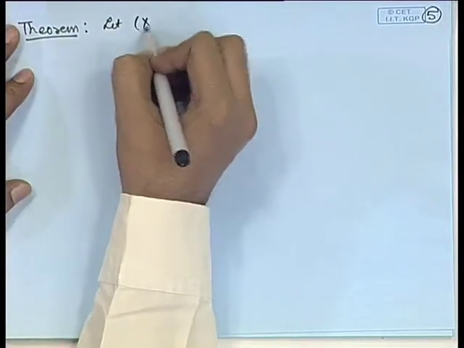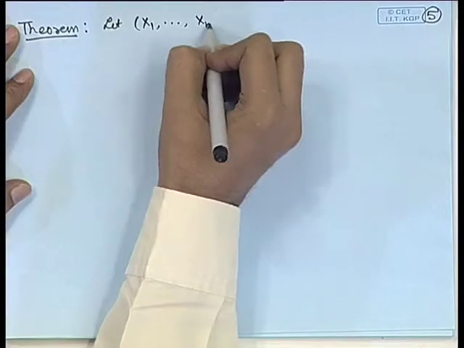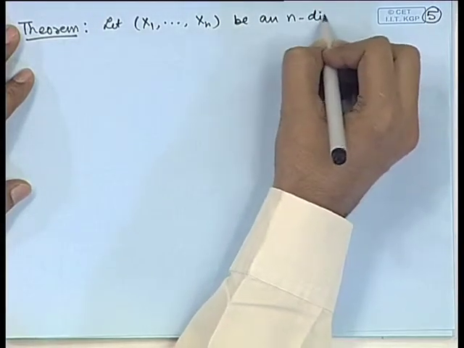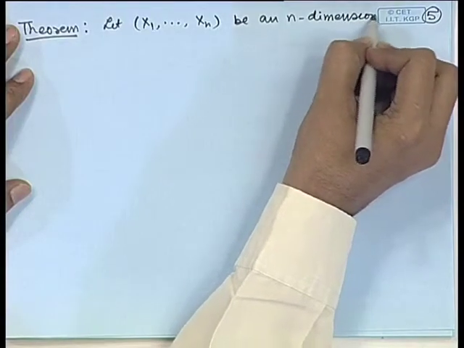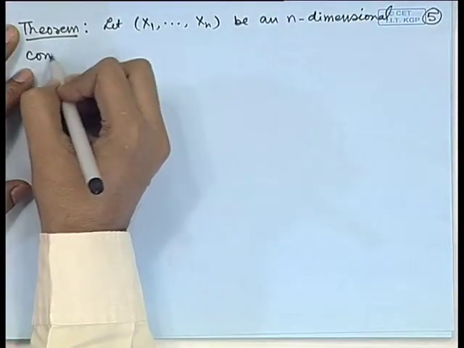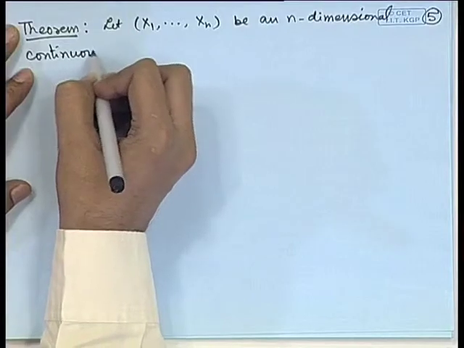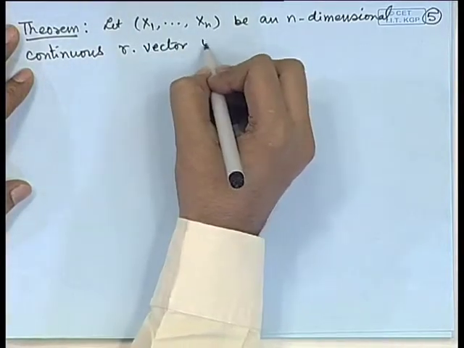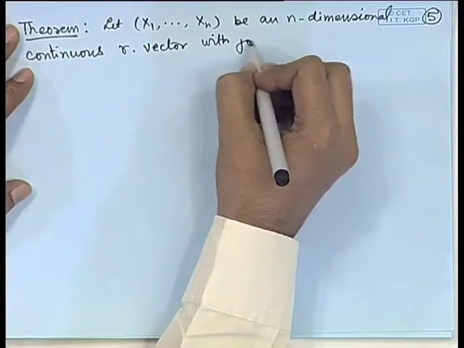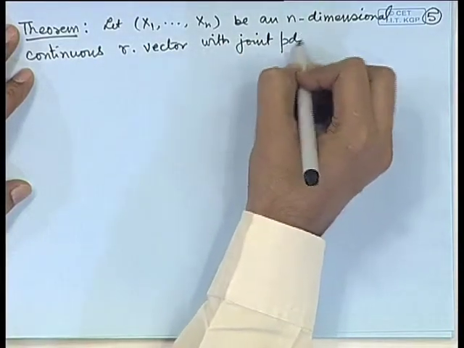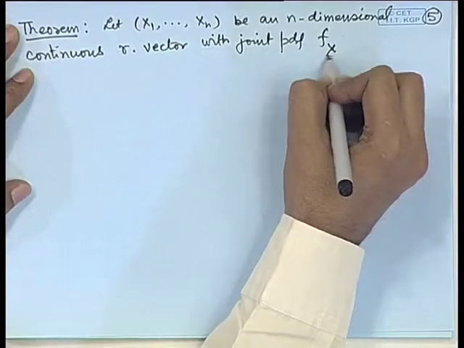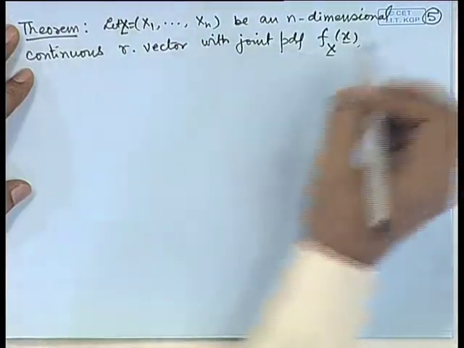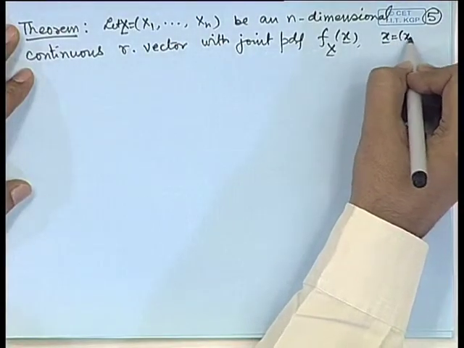Let X1, X2, ..., Xn be an n-dimensional continuous random vector with joint probability density function, say f_X(x). Here, X denotes the vector (X1, X2, ..., Xn), and small x denotes the vector (x1, x2, ..., xn).